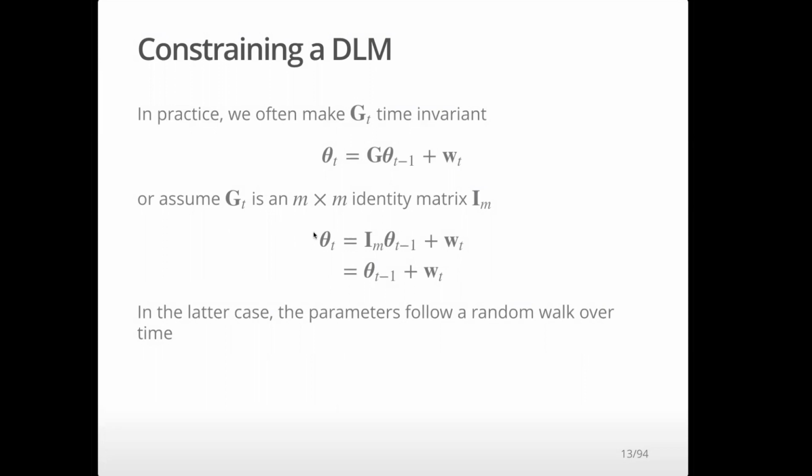Okay, so if this is an identity matrix, you can imagine that going away, and that means that our parameters are going to evolve just according to a random walk. Parameter set today is the parameter set yesterday plus some white noise. So everyone's really familiar with random walk models now, so this shouldn't put anyone off.